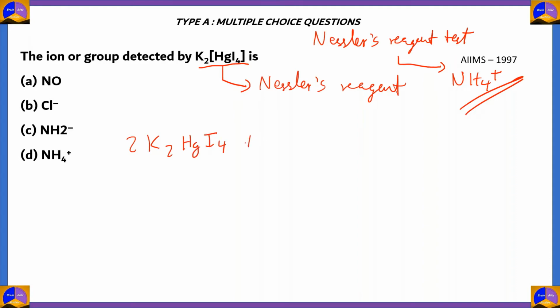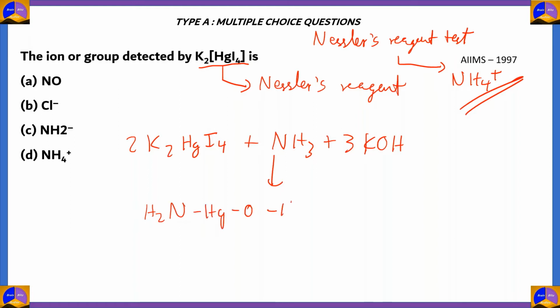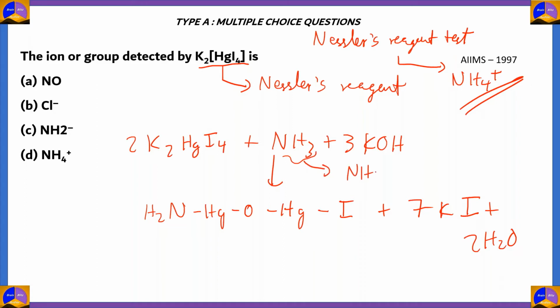2K2HgI4, when there is ammonia in the solution, so it reacts with NH3 and KOH. It gives you the product H2N, HgO, HgI plus 7KI plus 2H2O. So ammonium in water, it exists as NH4 plus ion. So therefore, option D will be the right answer.